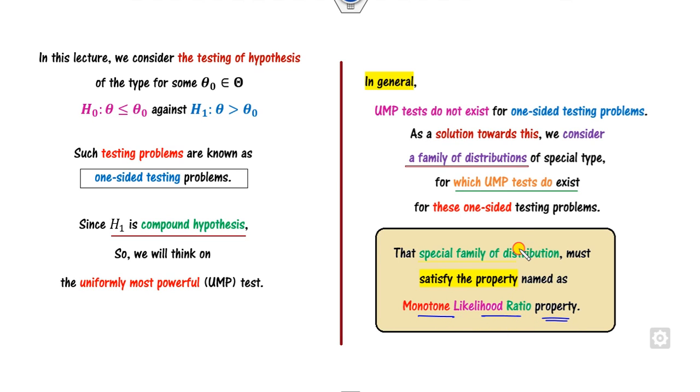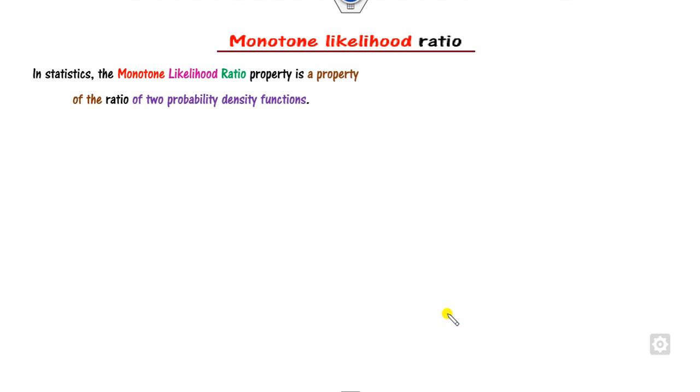The distribution can be either binomial, normal, gamma, beta or any other distribution. If that family of distributions satisfies this property, then the UMP test exists, otherwise not. So in order to understand the UMP test, it is a must that you understand what the monotone likelihood ratio property is. It is called the MLR property, the monotone likelihood ratio property.